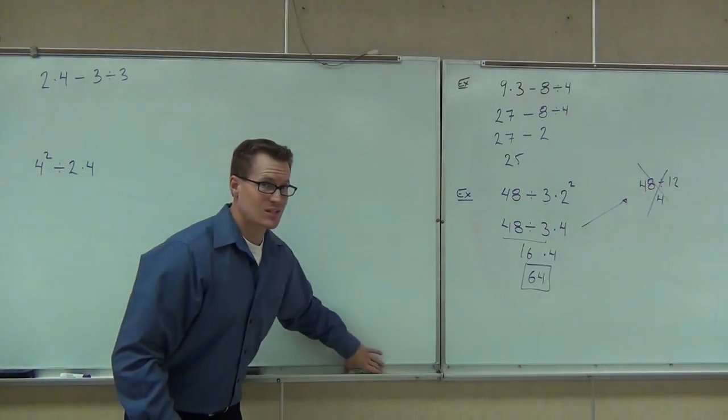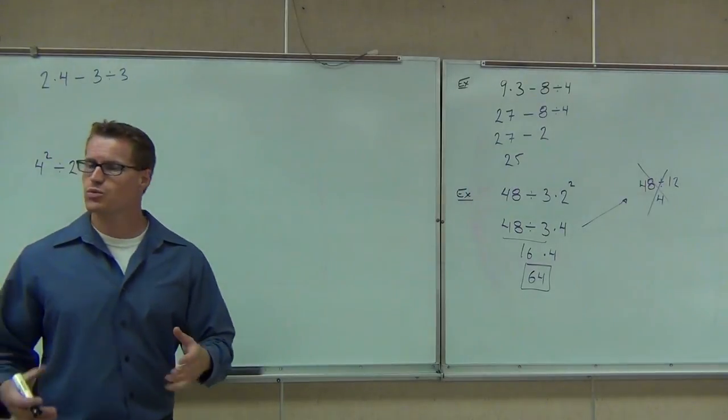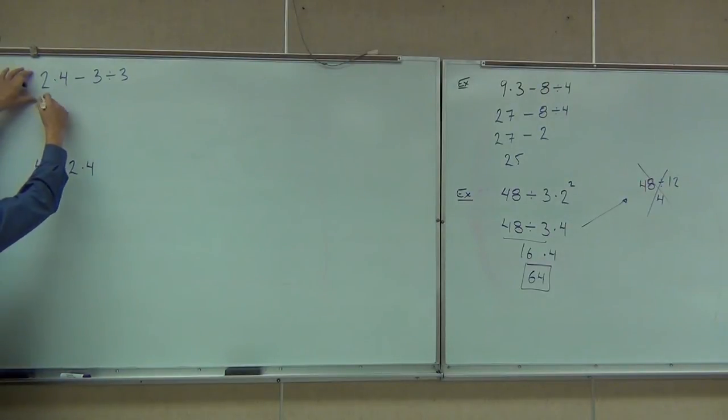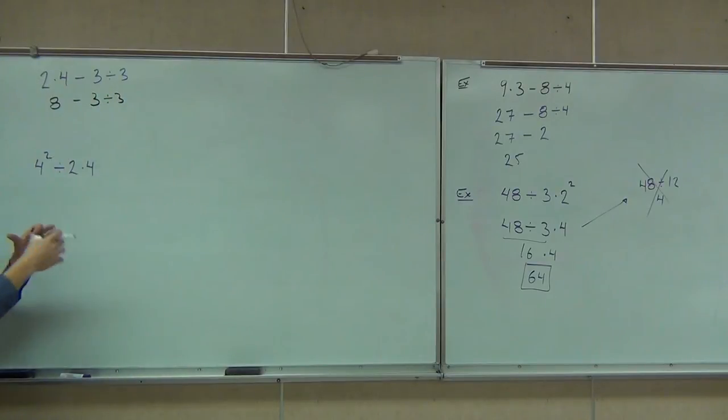Okay, let's see how we did on these things. Hopefully we did well. First one, of course, we're looking for parentheses. There's none. We look for exponents. Again, there's none. We look for multiplication, division. We're going to do it from left to right. So the first thing that comes up is our multiplication. We're going to do 8 minus 3 divided by 3. We're just going piece by piece for now.